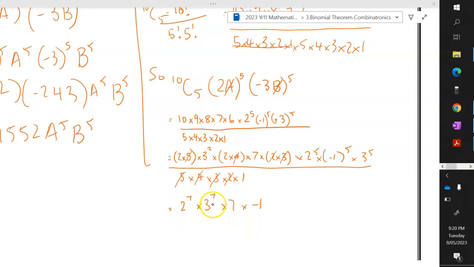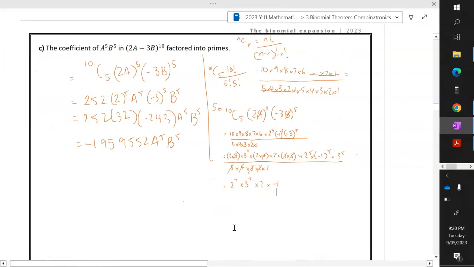2 is a prime number, 3 is a prime number, 7 is a prime number, and there's a minus in there. And that's a product of primes. Well, that's a very different question. That'll get you thinking a little bit.